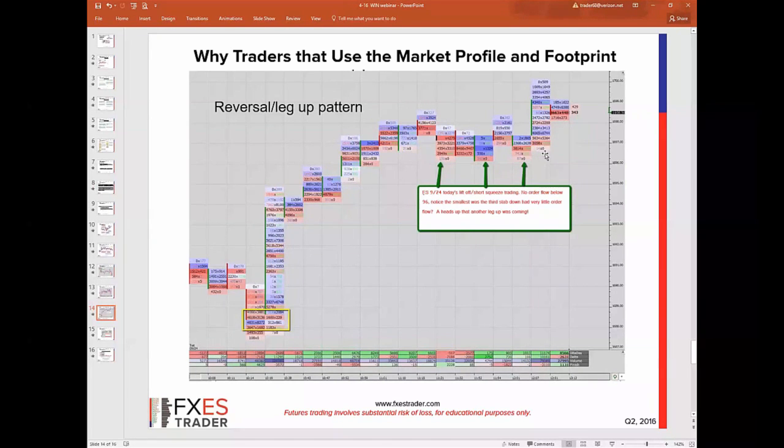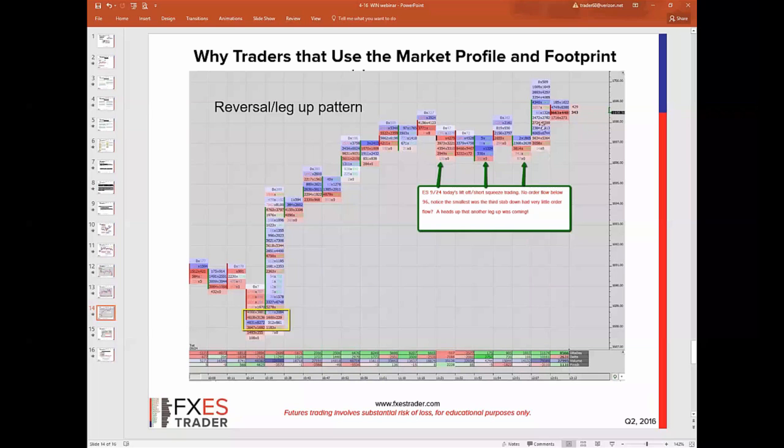Probably would have been a pretty good place to put on a long, right? Maybe not expecting to get a lot out of it, maybe a smaller type of trade, but with the confidence of seeing that the 1696 area was almost like a little floor, if you will. Maybe it was a micro composite, a high volume node on the longer term time frame charts, and so forth.